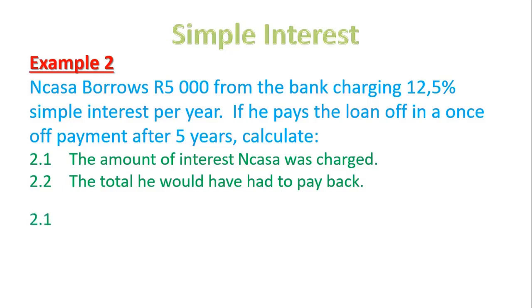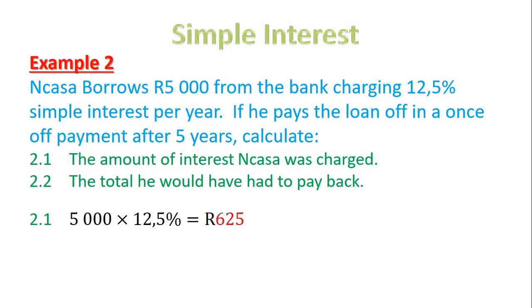2.1. We take our 5,000, which is the amount that he borrowed, and we work out 12.5% of it. So we put that in our calculator and we get the answer 625 Rand. So every year that Ngasa takes this money from the bank, he has to pay an extra 625 Rand.